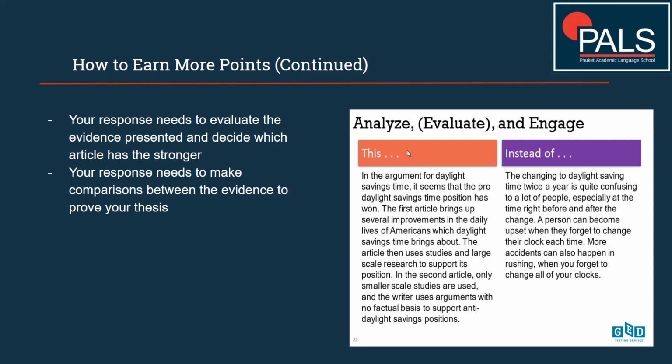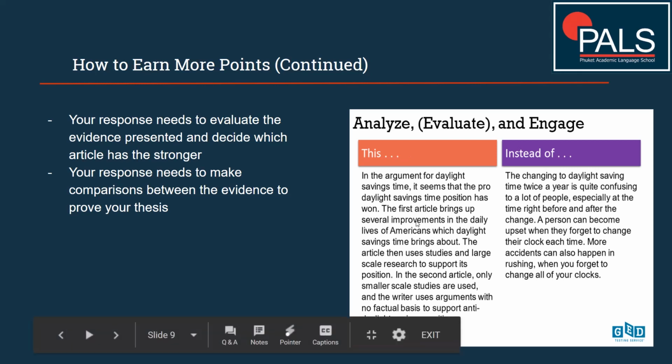In the argument for daylight savings time, it seems that the pro-daylight savings time position has won. The first article brings up several improvements in the daily lives of Americans which daylight savings time brings about. The article then uses studies and large-scale research to support this position. Then we go into our comparison here. In the second article, only smaller scale studies are used, and the writer uses arguments with no factual basis to support anti-daylight saving positions.